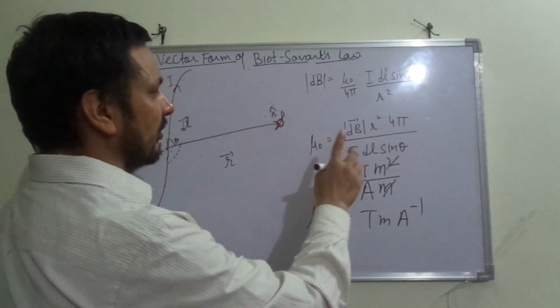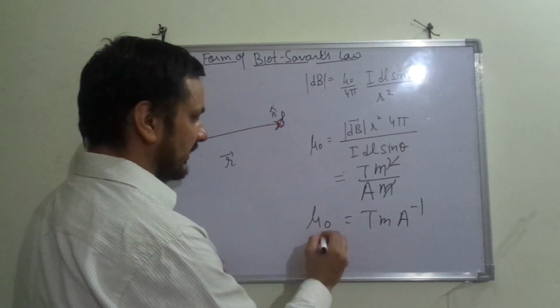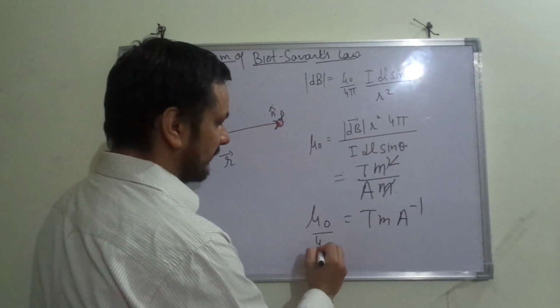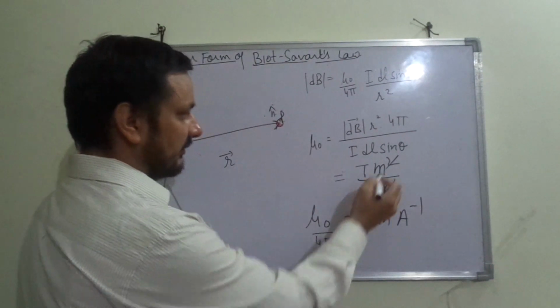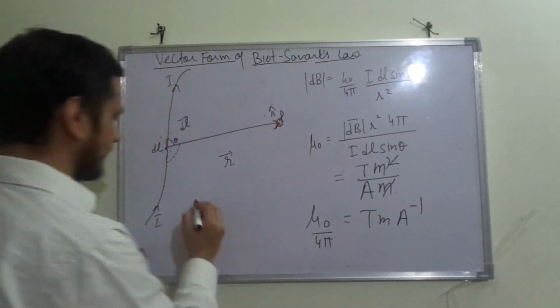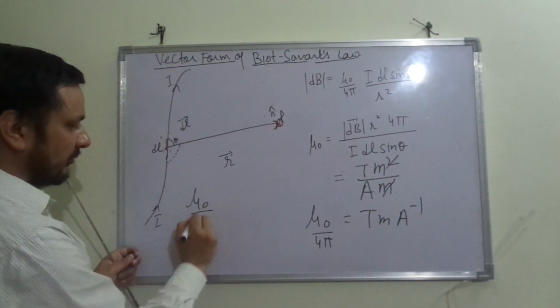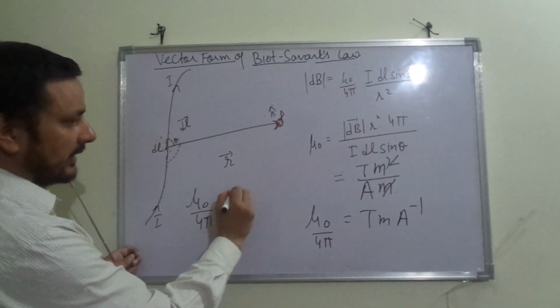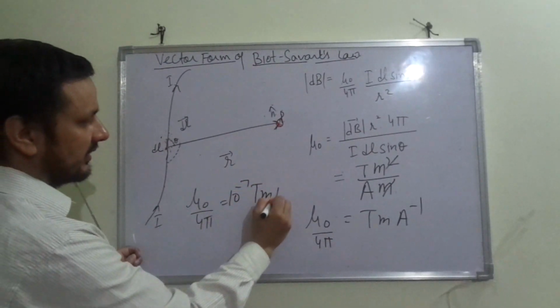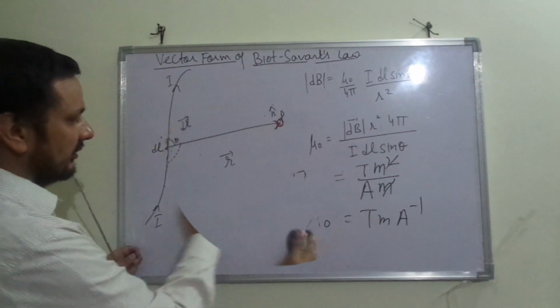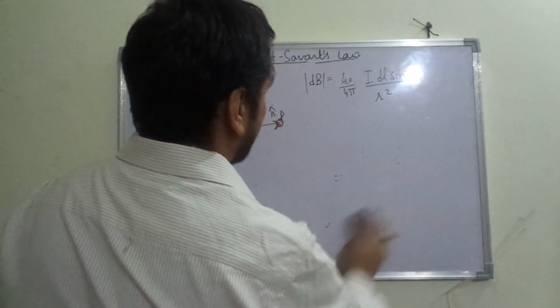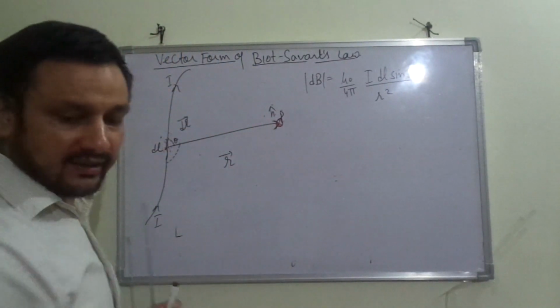And what is this mu naught? Mu naught upon 4 pi, its value comes out to be, if we bring 4 pi here, mu naught upon 4 pi is equal to 10 raised to the power minus 7 Tesla meter ampere minus 1. This is the unit and this. Now see, vector form of this same law.